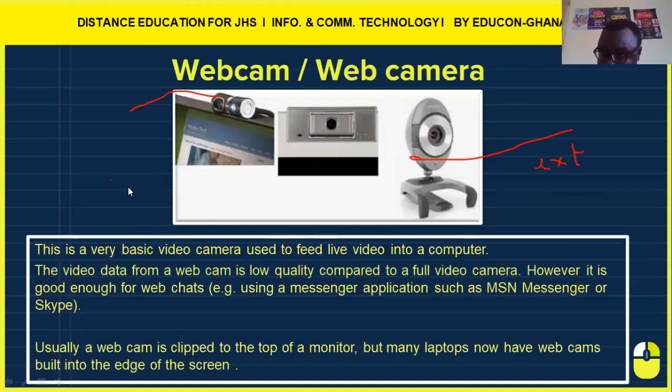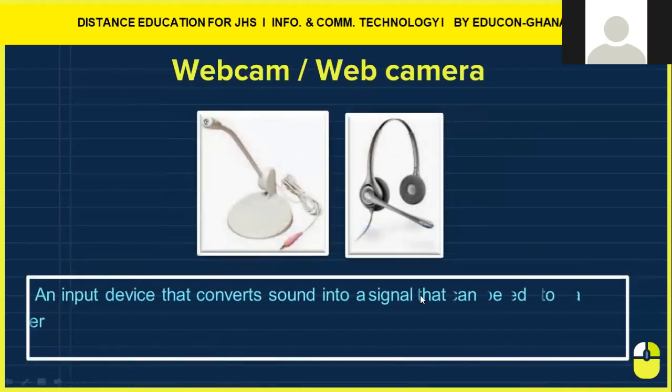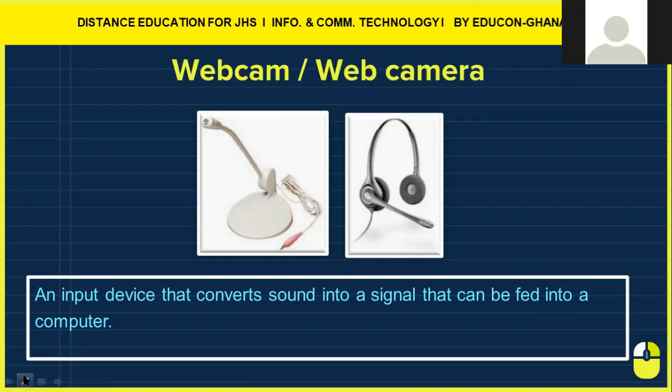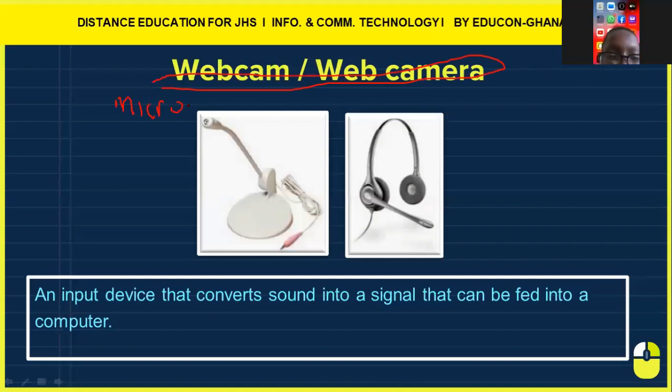So now, usually a webcam is clipped, like I said, it's here. Now, sorry, this one is microphone. I should have changed the edit. Sorry about that. This is microphone. So this one is ruled out. It's not a webcam. It's an error in my editing. I should have changed the name to microphone.